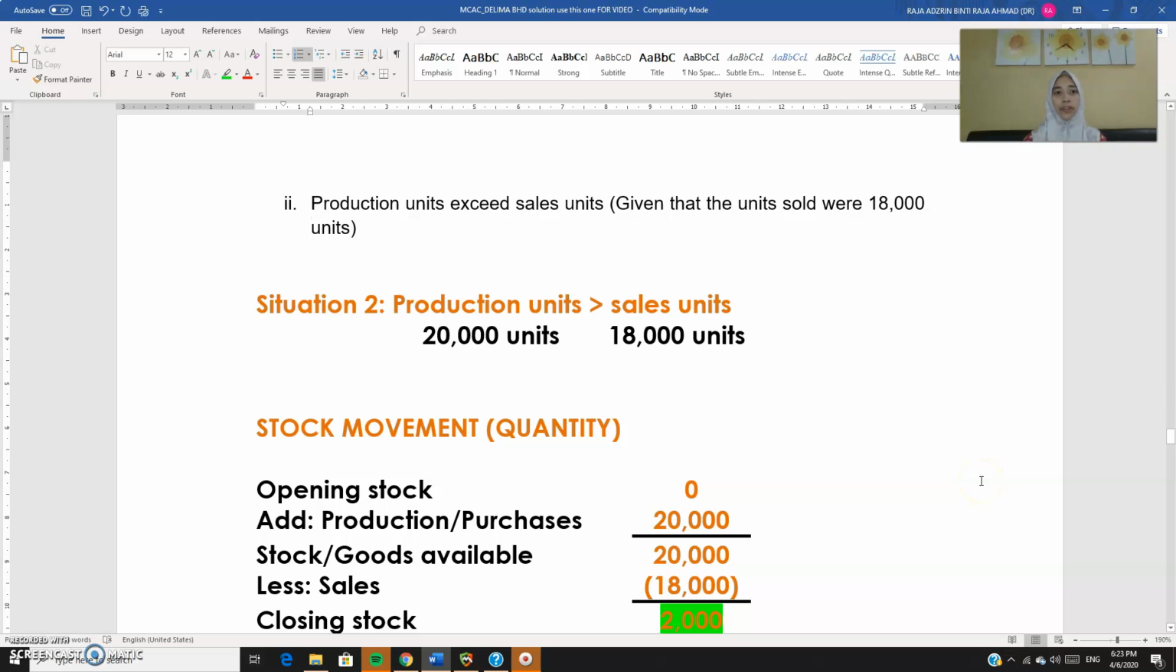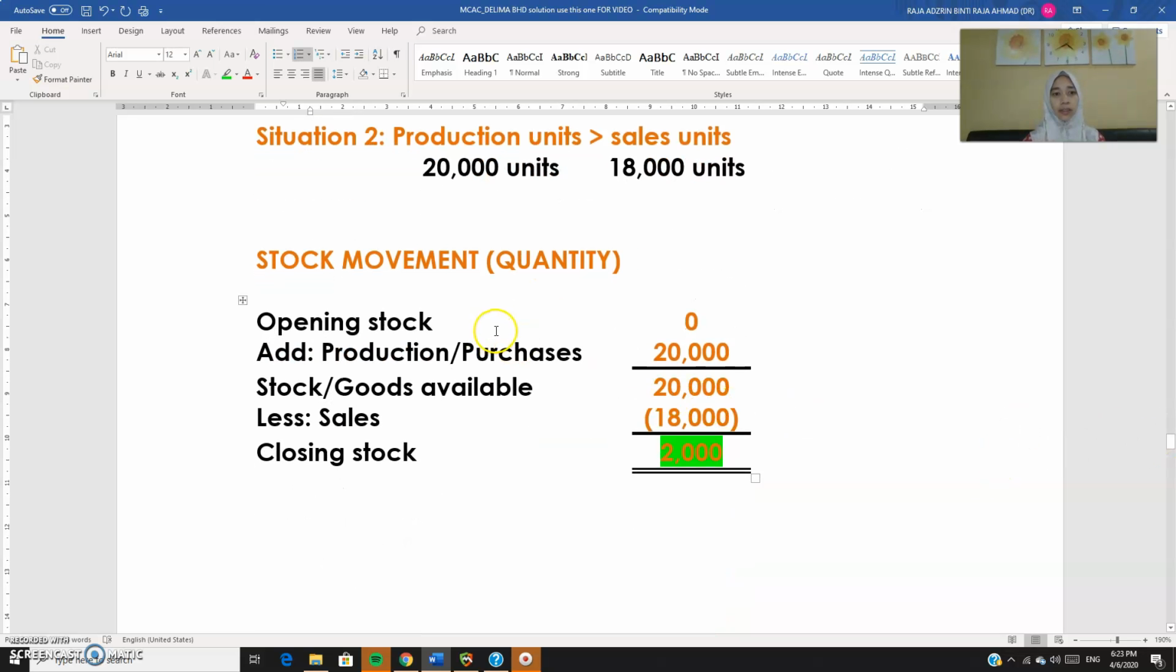Okay, now we move to still in the same scenario, that is scenario 2, but for absorption costing. In scenario 2 just now, we have production units exceed the sales units and the units sold is still 18,000 units. So when you produce 20,000 and you only sell 18,000, so 20 minus 18 gives you 2. So that 2,000 is your closing stock. So once you have prepared just now your stock movement, your closing stock is 2,000 units. Your opening stock is still 0.